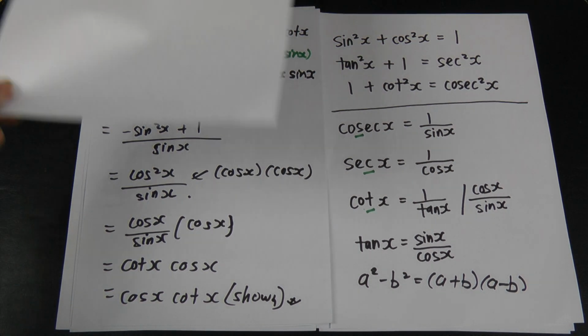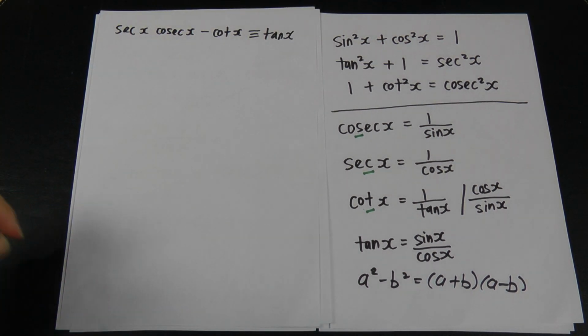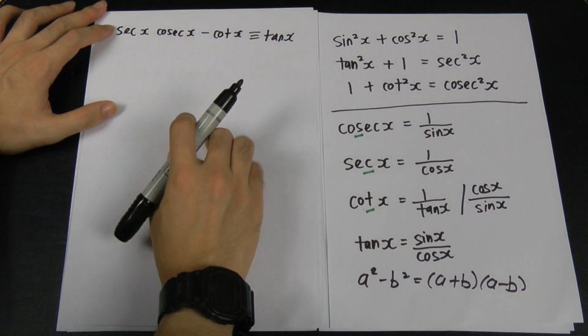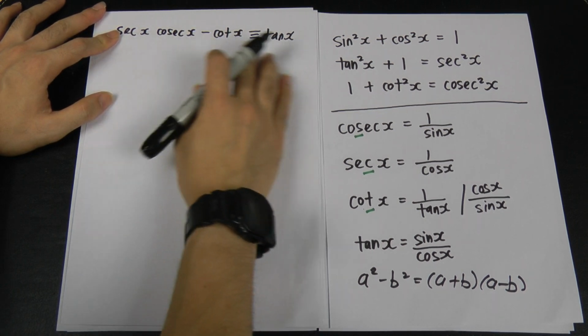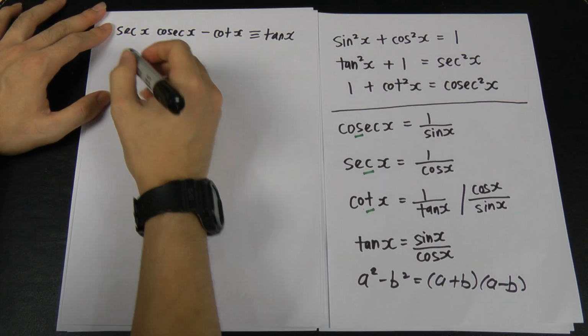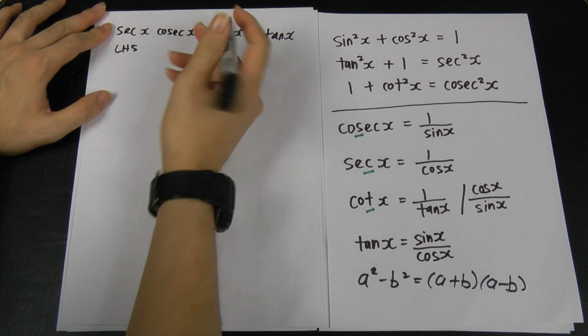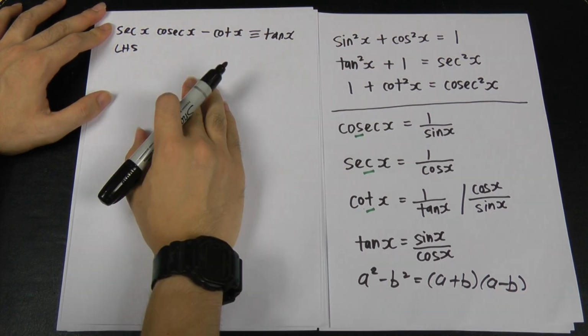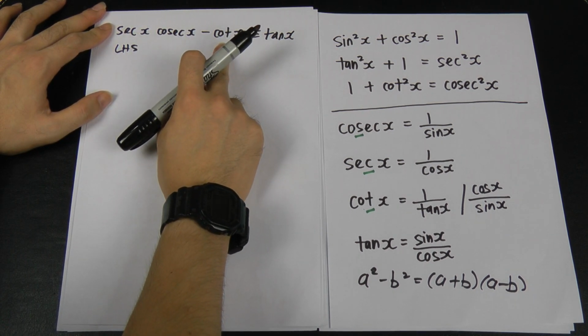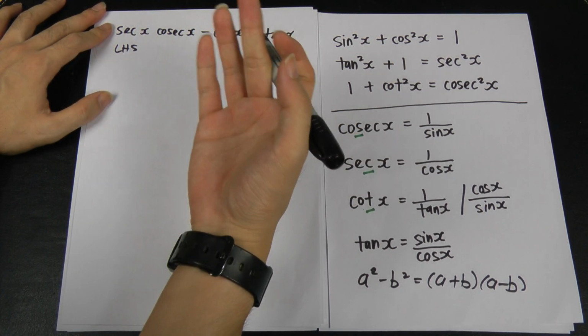Before I end this video, I'm going to show you one last question. Alright, so okay, for this one, you will see something like this. So definitely we will take the left hand side, which has more information. So I take left hand side. For this one, there's no way you can expand, but everything is in this form. So I'm trying to change everything into sine, cos, and tangent.